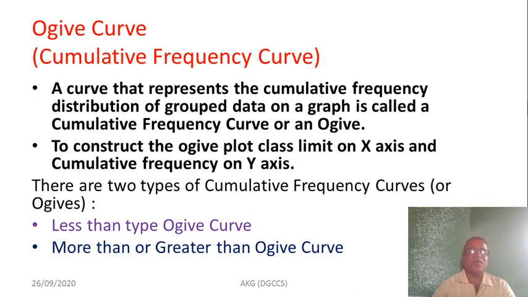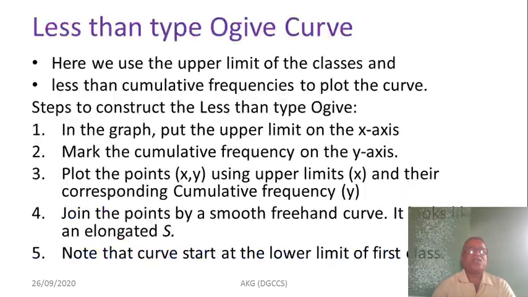So we see one by one the construction of the ogive curves. So here, for less than ogive curves, we use the upper limit of the classes and less than cumulative frequency to plot the curve. Less than ogive curve करताना लक्षात घ्या x axis वर आपण upper limit घेणार आहोत, value of the upper limit, आणि y axis वर less than cumulative frequencies. So following are the steps in the graph.